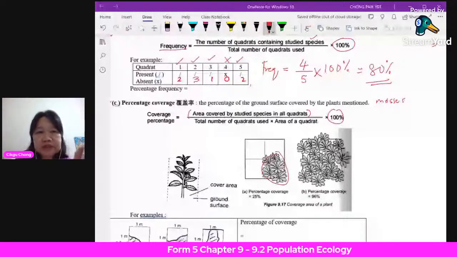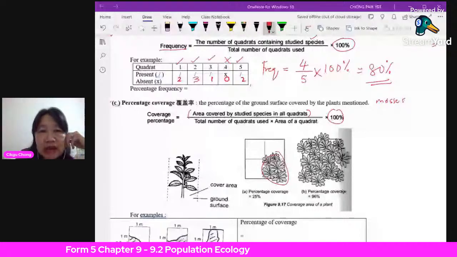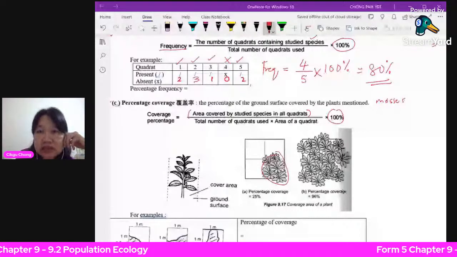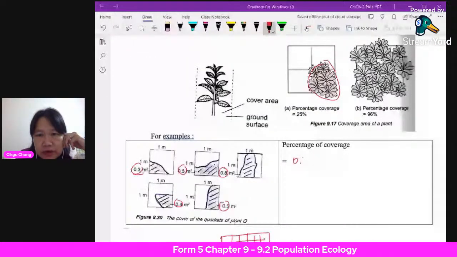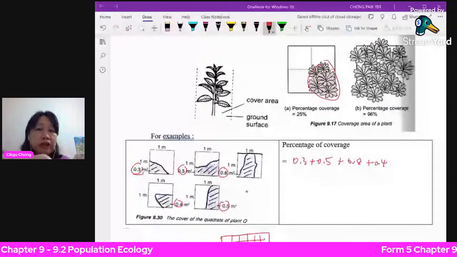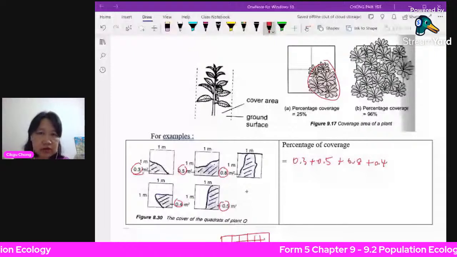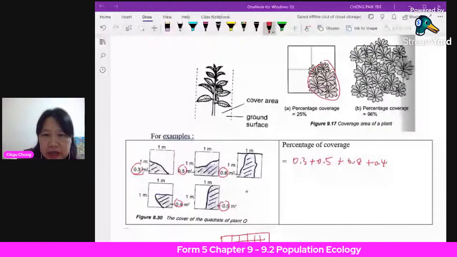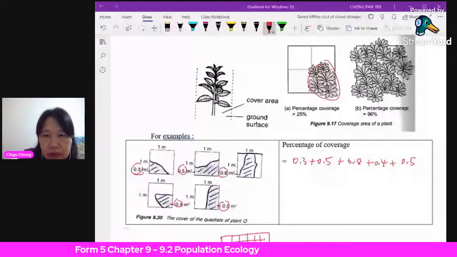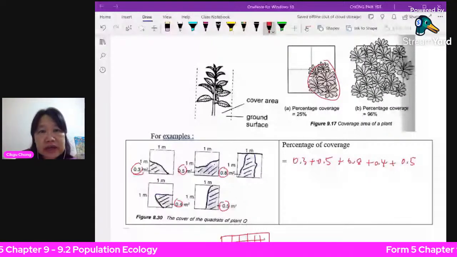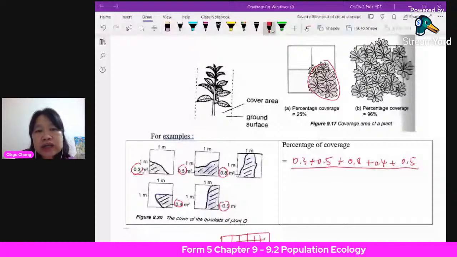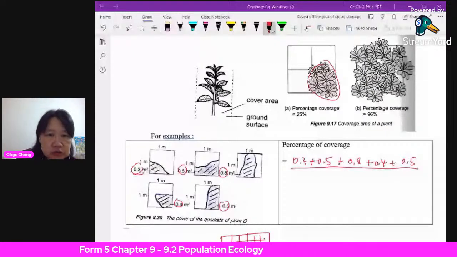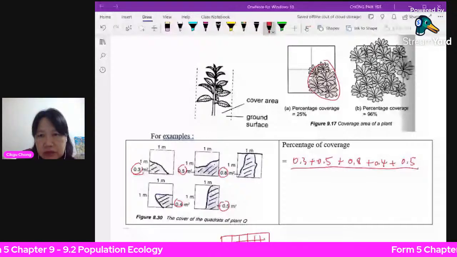Okay, now what you need to do is you add up everything, just like the density formula. So 0.3 plus 0.5 plus 0.8 plus 0.4 plus 0.5. Okay, this is the total coverage area of all the quadrats. Then divided by how many quadrats there were. Now total number of quadrats, 1, 2, 3, 4, 5. There are 5 quadrats. Okay, and what is the total area of a quadrat? So total area is 1 by 1 meter, so 1 meter square.